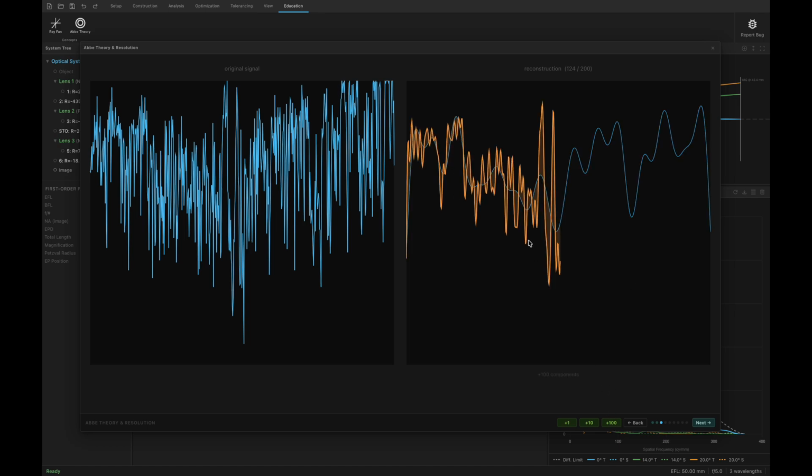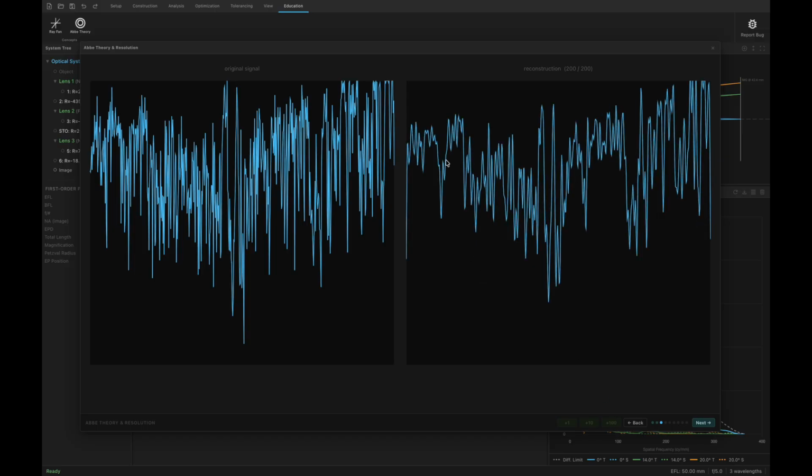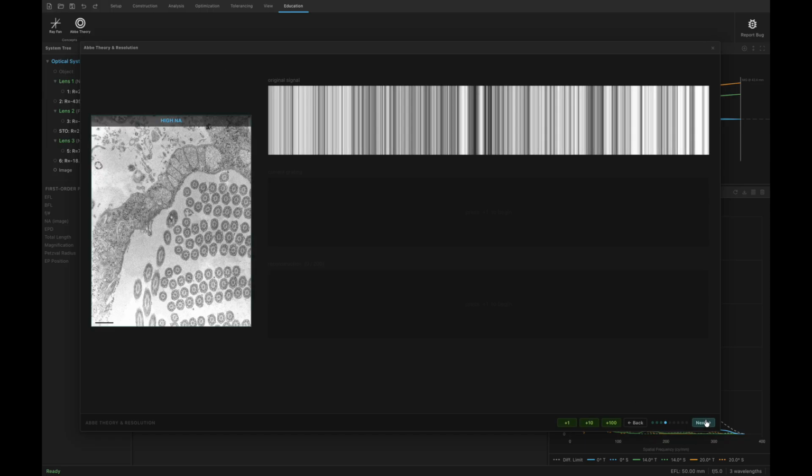And if we add 100, we're adding this really complex sine wave, and you can see that it starts to look like this original image that we had here. And as we add another 100, it gets even better. And this is only 200 sine waves. If we added infinite sine waves, we would basically be able to reconstruct this perfectly. So next, let's go back to our original 1D image.